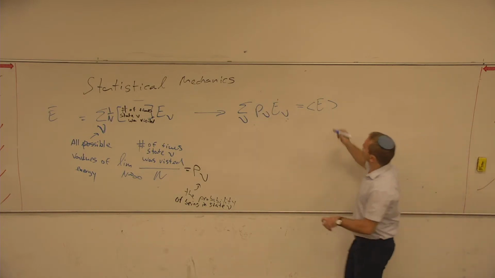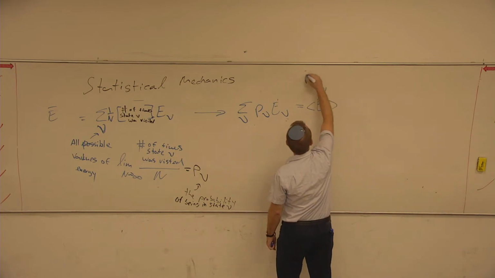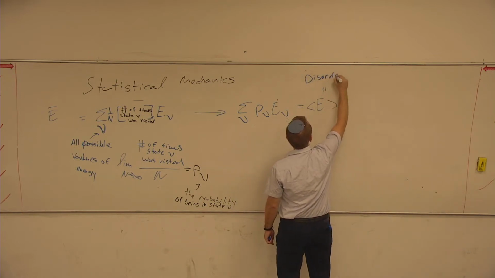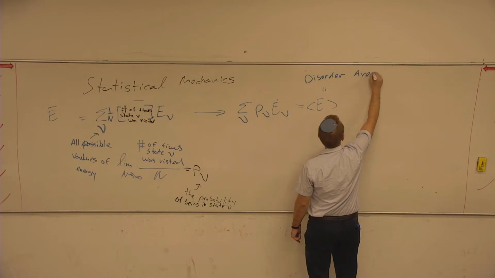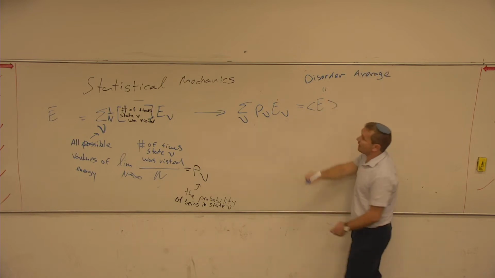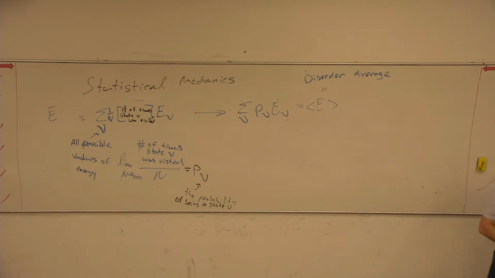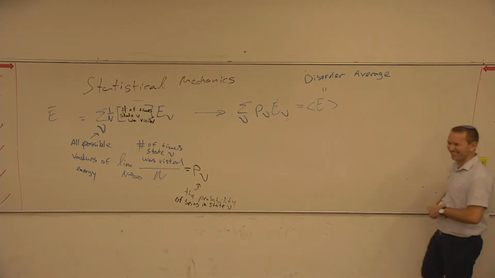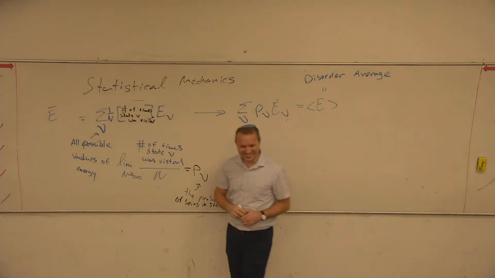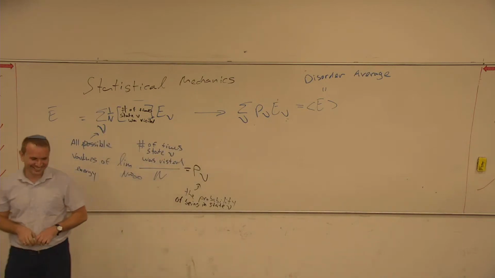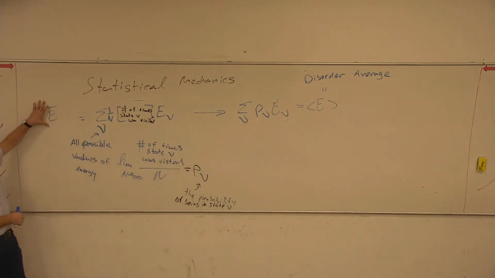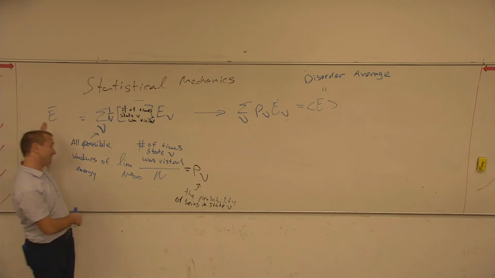This is called the disorder average. Disorder average. Okay, so this is the time average.